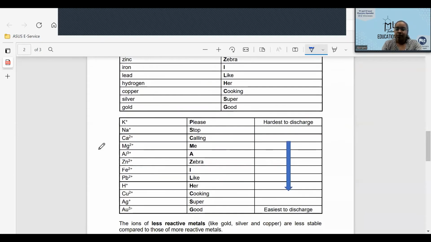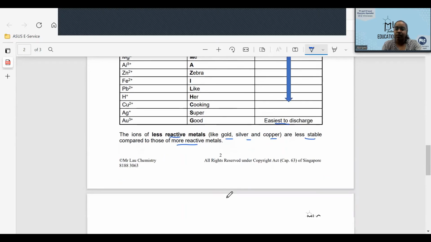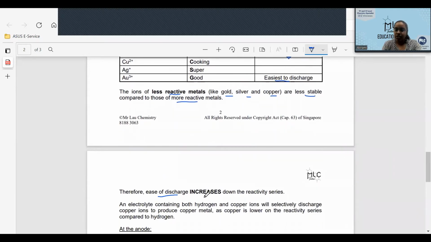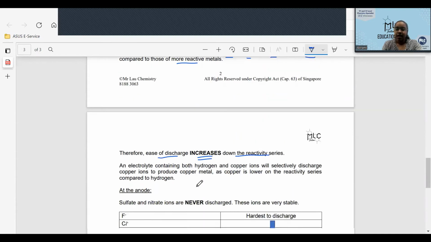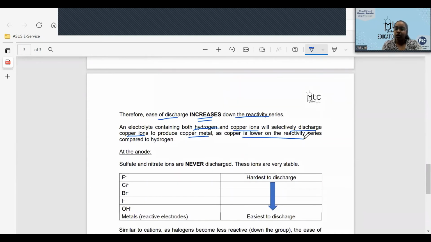So when you look at the reactivity series, you will know which one is the hardest to discharge and which one is the easiest to discharge. The ions of less reactive metals like gold, silver, and copper are less stable compared to those of the more reactive metals. As such, the ease of discharge increases down the reactivity series. An electrolyte containing both hydrogen and copper ions will selectively discharge copper ions to produce copper metal. Why? Copper is lower on the reactivity series compared to hydrogen.